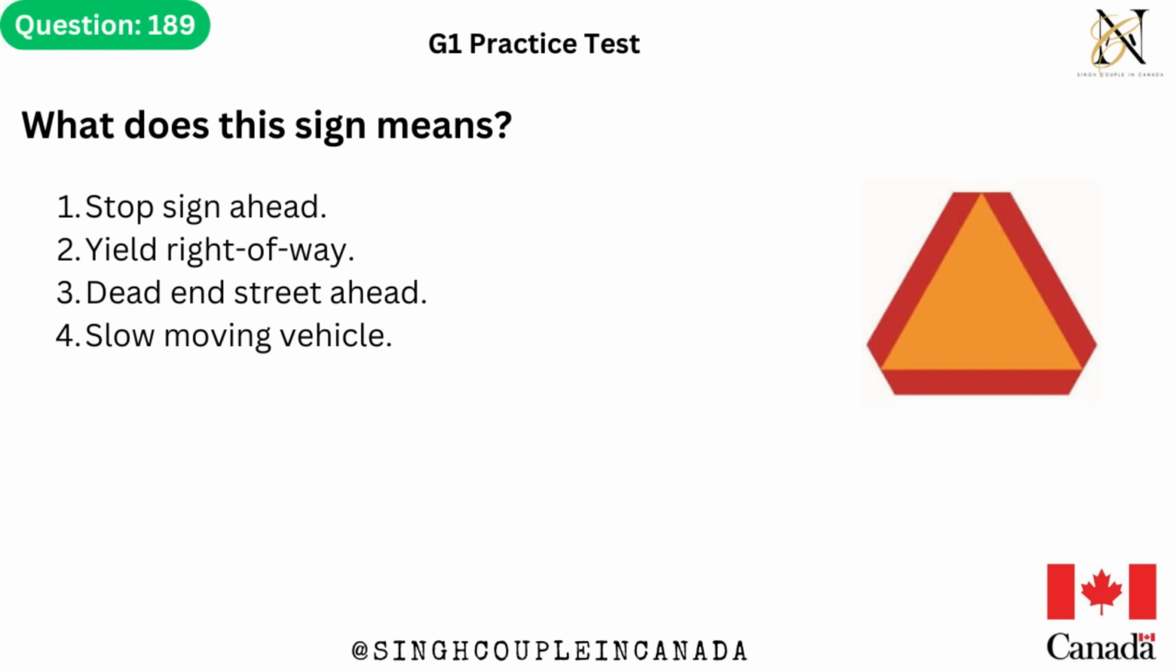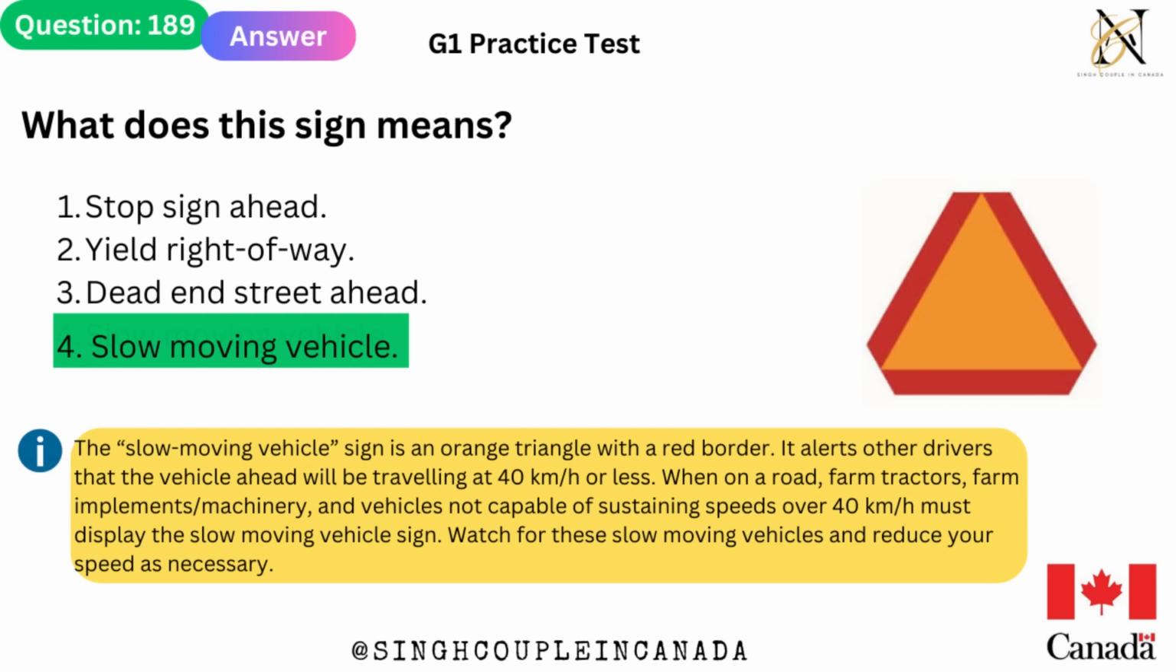What does this sign mean? 1. Stop sign ahead. 2. Yield right of way. 3. Dead-end street ahead. 4. Slow-moving vehicle. The answer is 4. Slow-moving vehicle.